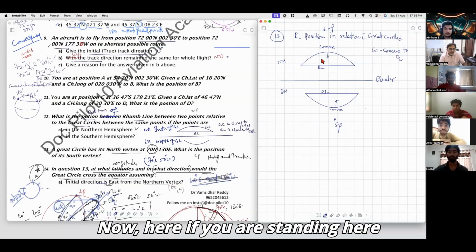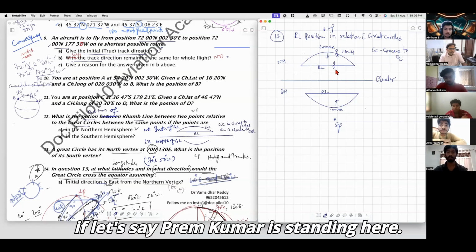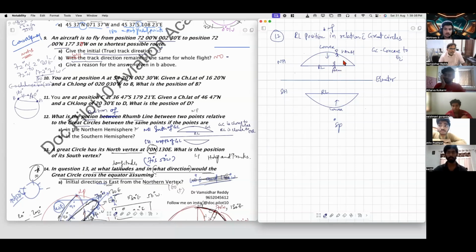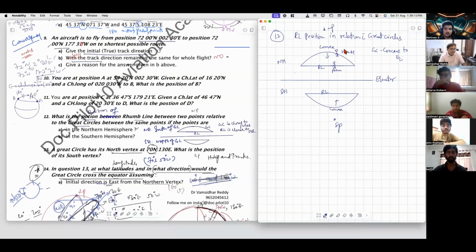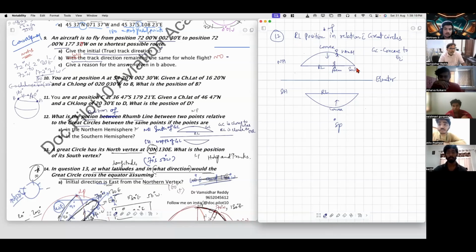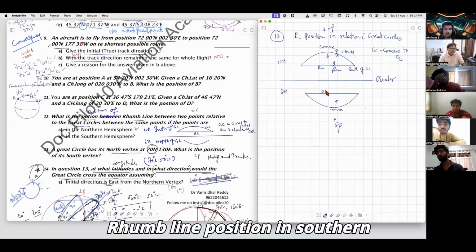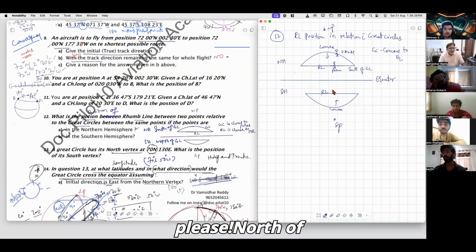Now here, if you are standing on a great circle track, this is Vamshi. If, let's say, Prem Kumar is standing here, who is towards the north, Vamshi or Prem? Vamshi. So Prem is towards the south. So the rhumb line position in the northern hemisphere would be south of the great circle. The rhumb line position in the southern hemisphere would be, answer please.